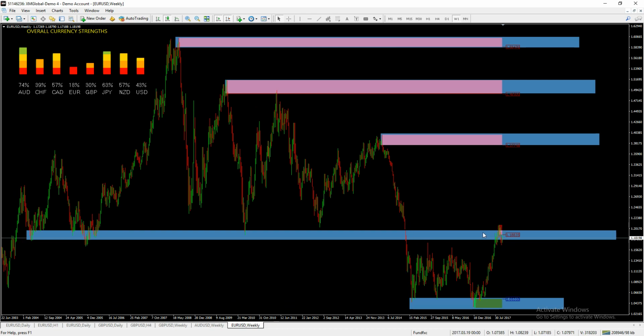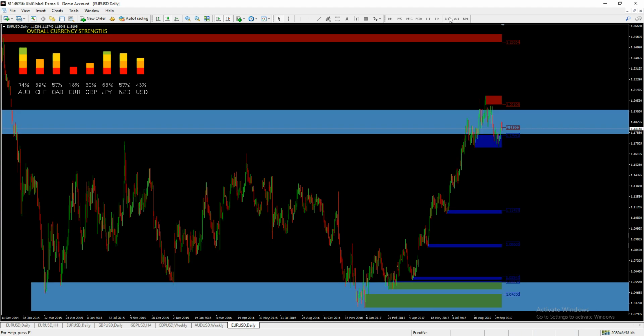So what do we do in a supply zone? We look for sells. What do we look for in a demand zone? We look to buy. So it's not too complicated. Let's just remove this template here, the indicator. Let's first of all actually go down to the daily time frame, see what's missing there.